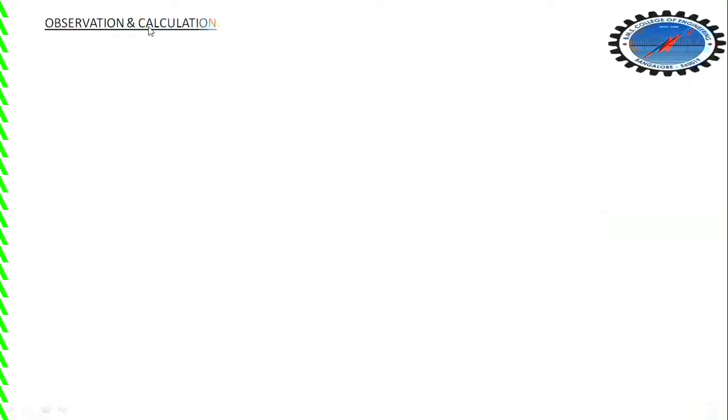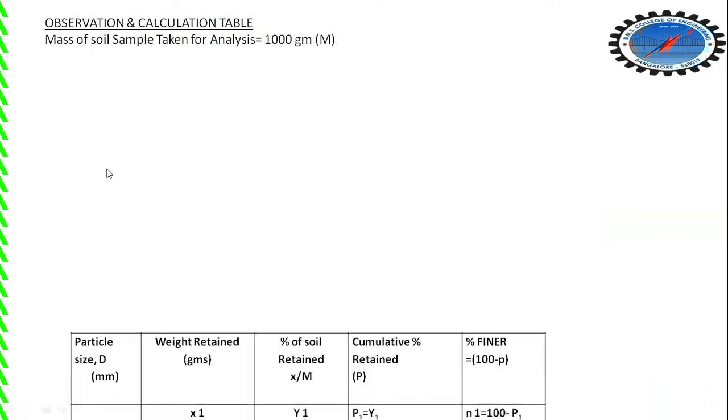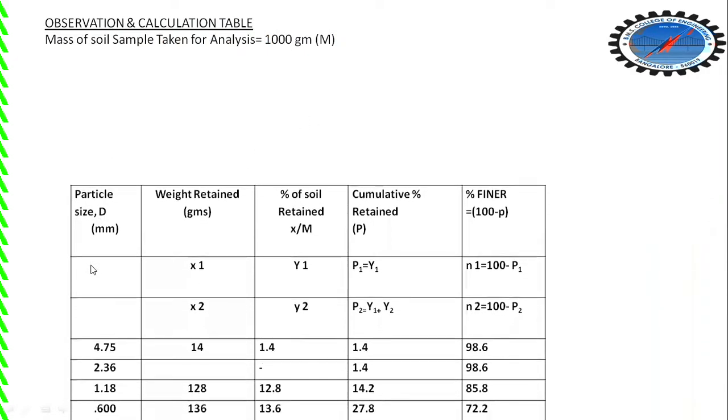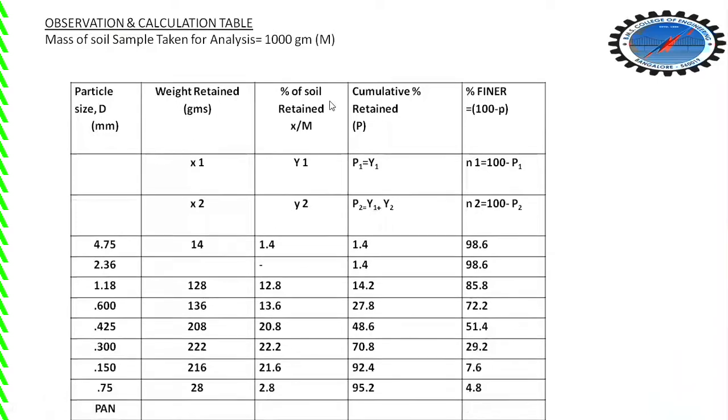The tabular column is as shown here. You can observe the mass of the soil sample taken for analysis is approximately 1000 gram, and this is the tabular column: particle size, weight retained, percentage soil retained, cumulative percentage retained, percentage finer. Very first, in the first column, these are the set of sieves, starting with 4.75 mm and at the end 0.75 micron.